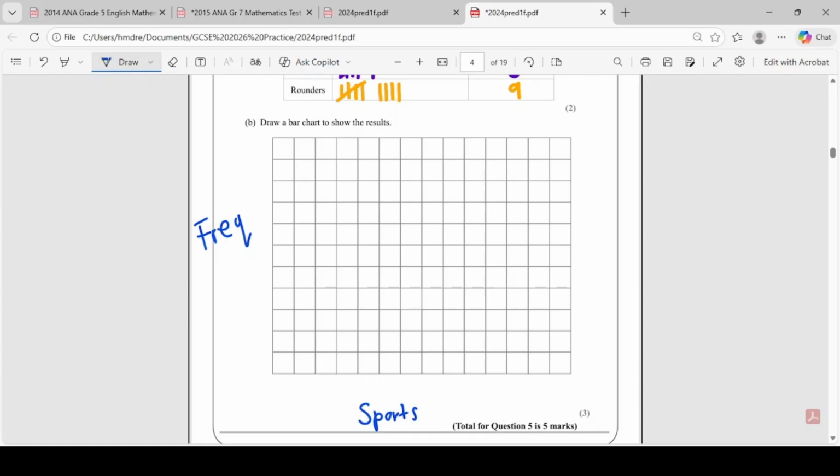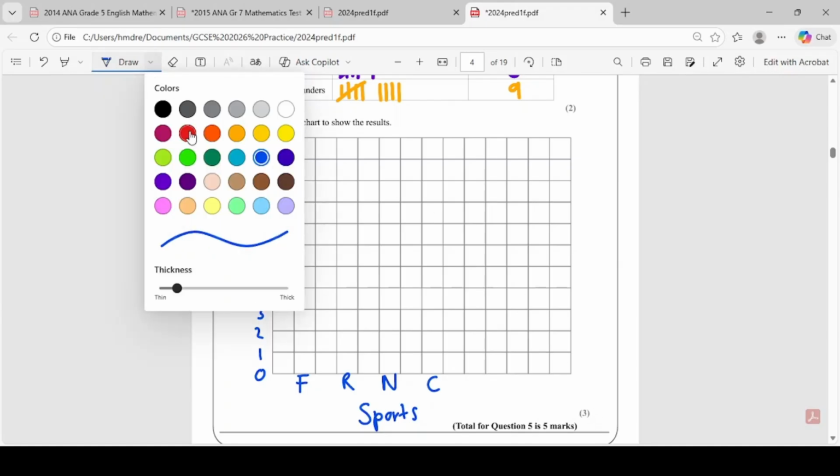It's a bar chart. What they're testing is, do you know you have to leave a gap between each of them? The frequency, we can just label it 0, 1, all the way to 10. And then our sports, we're going to leave a gap. And then football, rounders, netball, and cricket. So you can see this is 3 marks. This is already 1 mark just for setting this up like this.